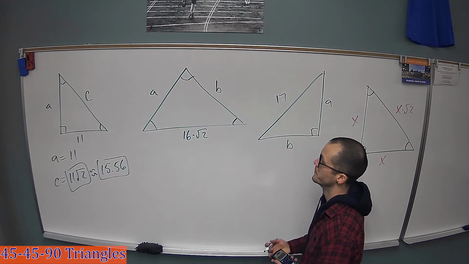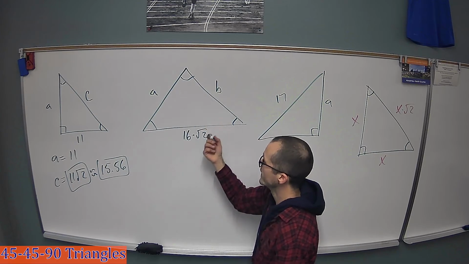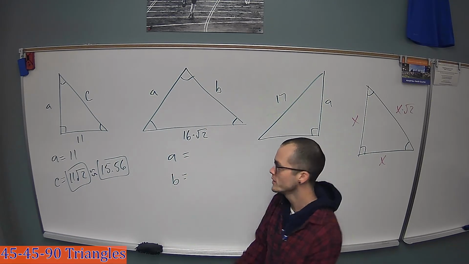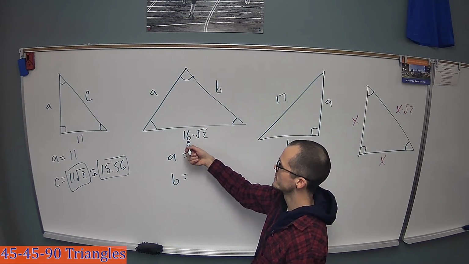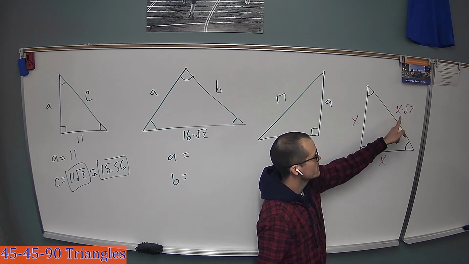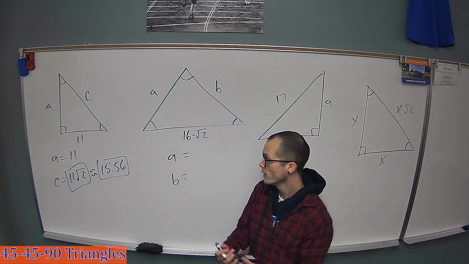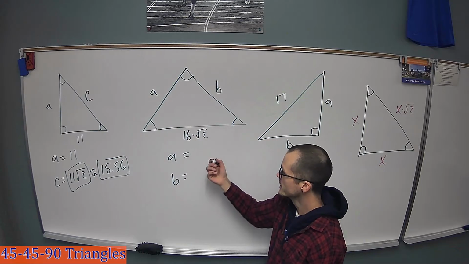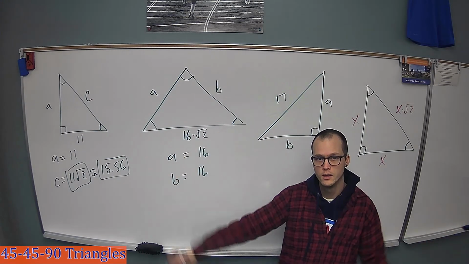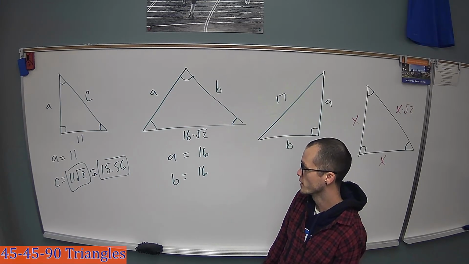Okay, next one. Here we're given the hypotenuse. We know it's opposite of 90. We want to find the A. We want to find the B. This one, we don't actually even have to do any calculating. We know the hypotenuse is something times root 2. Well, in general form, hypotenuse is something times the square root of 2, where that something is just the leg length. So for us, this leg has length 16. This leg is length 16. Done. Special right triangles. Pretty cool when we can use these shortcuts.